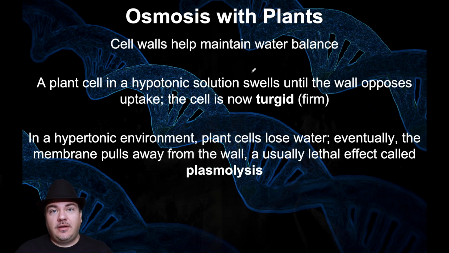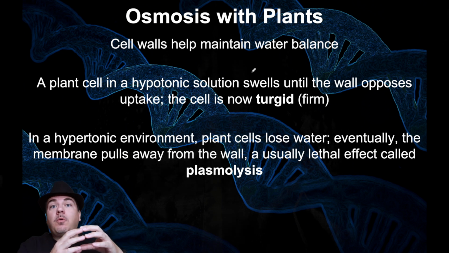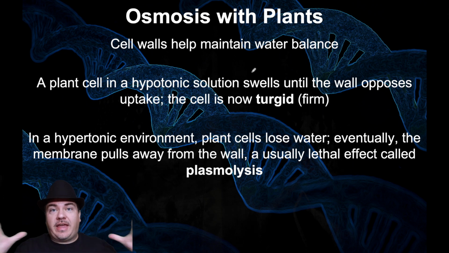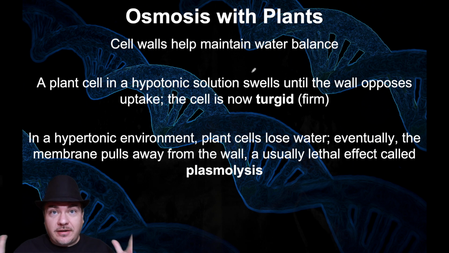Now, plants are similar but a little different. If you take a plant cell and put it in a hypotonic solution, water will start to enter that plant cell and it will start to swell up, but it won't burst open. The reason is that plants have a cell wall outside of the cell. That cell wall holds the plant cell together so it can't burst open from too much water entering it. Now, if you put a plant in a hypertonic solution, water will leave the plant cell, the plasma membrane will pull away from the plant cell wall, and the plant cell can die from that.